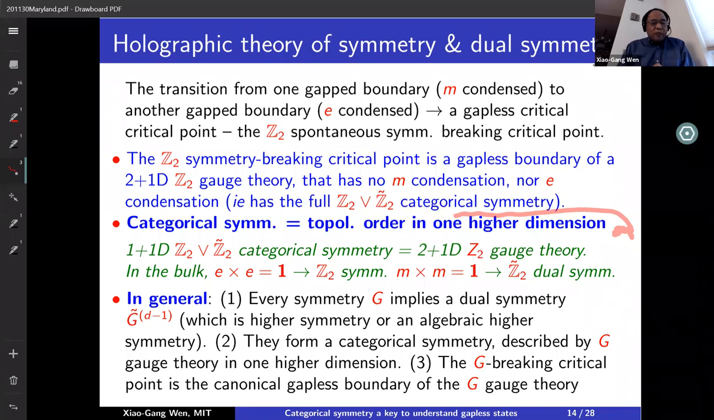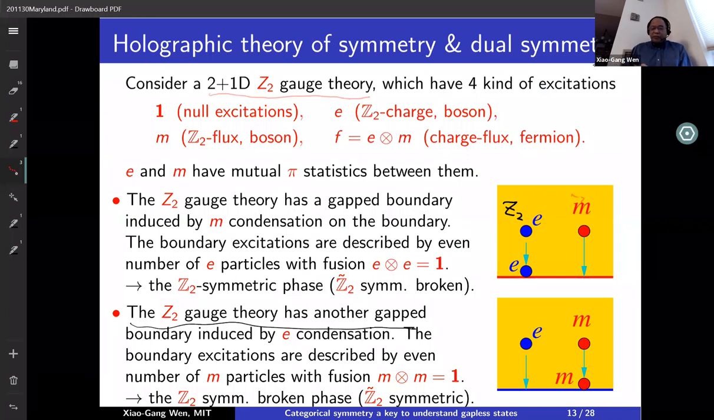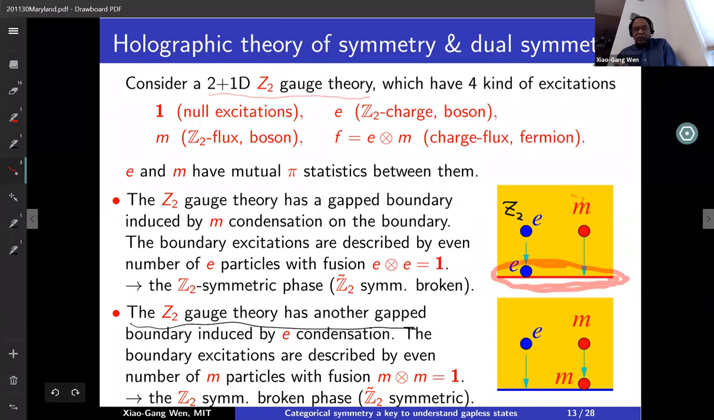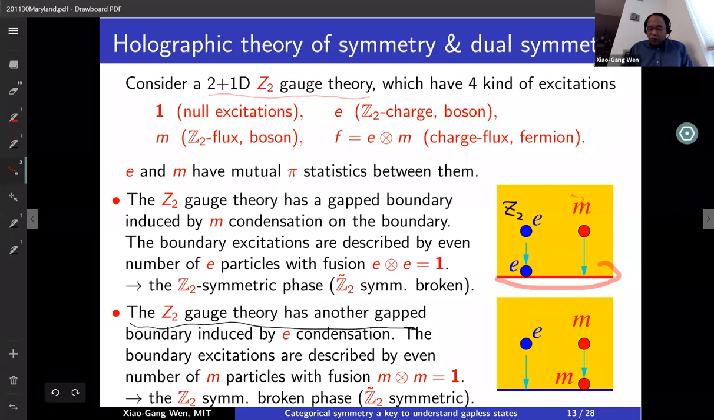Under this point of view, a system with a symmetry becomes a boundary of a topological order. In physics, we study systems with a symmetry. Under this new point of view, we say, okay, let's study the boundary of a topological order in one higher dimension. This will be equivalent to studying a system with a certain symmetry. That is really the point of view we're taking here. And certainly here we have two gapped boundaries. These two boundaries are gapped because of condensation. And we can imagine, suppose we have another boundary on which E and M are both not condensed. And this boundary has to be gapless. So there is a gapless boundary of this Z2 gauge theory.